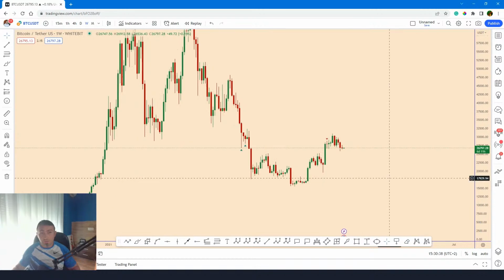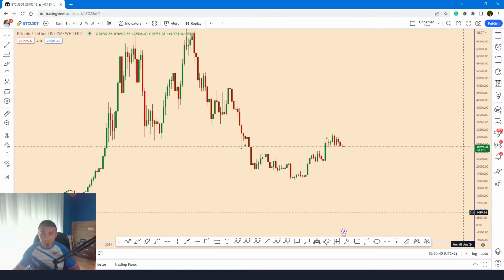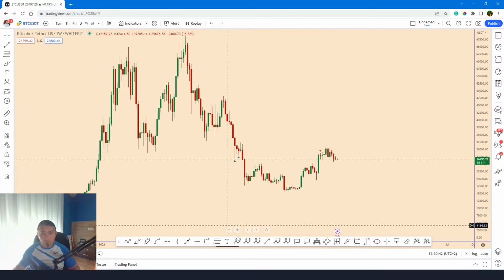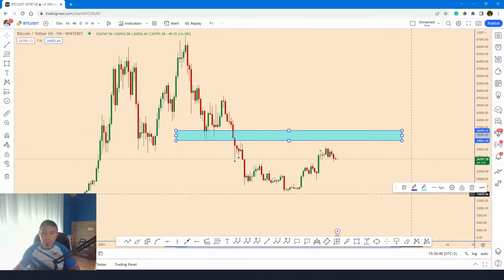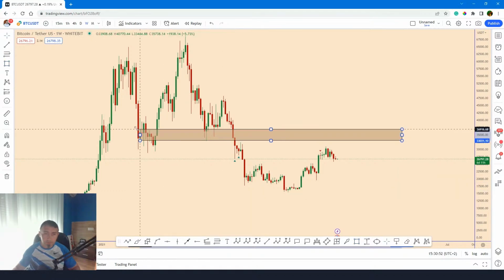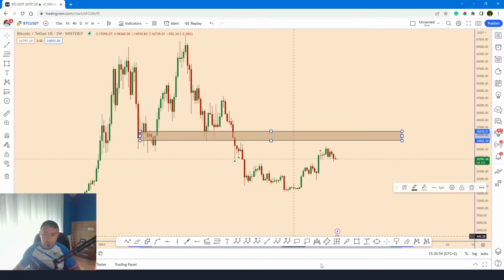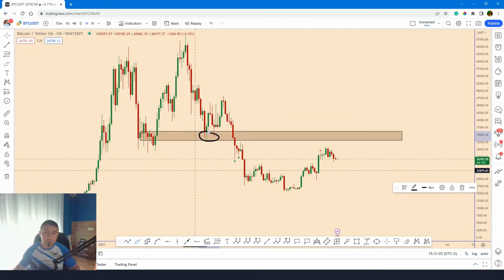So let's begin with Bitcoin analysis. If we look at the weekly chart, we may see that during this period of time, the price was close to a very strong structure area. Look at the first area. We can see long candles here. This is showing that we have a strong resistance in this zone.